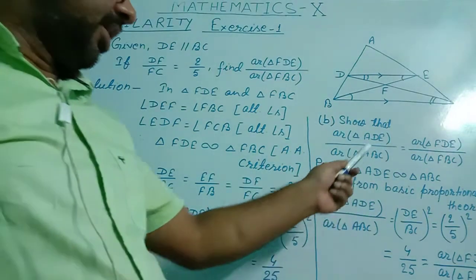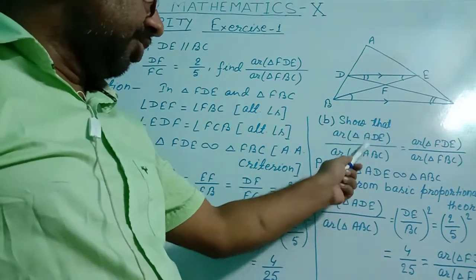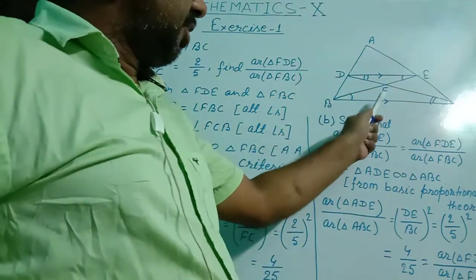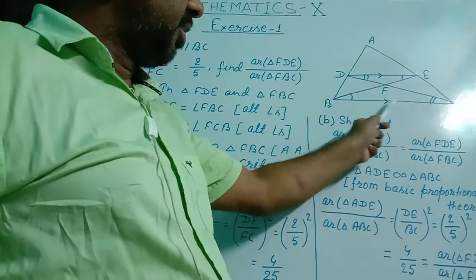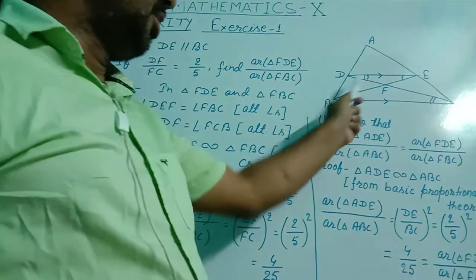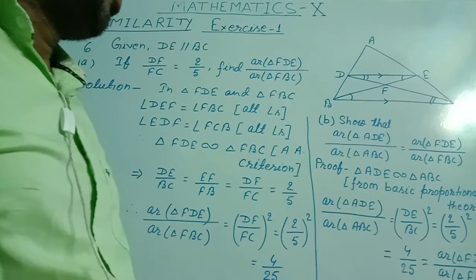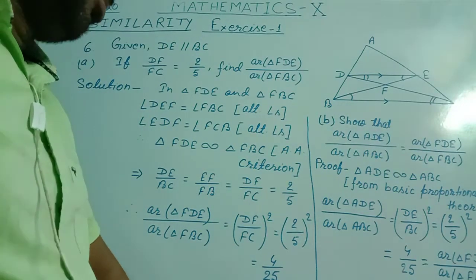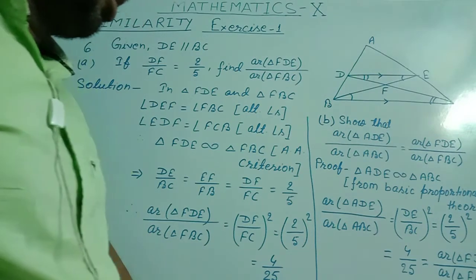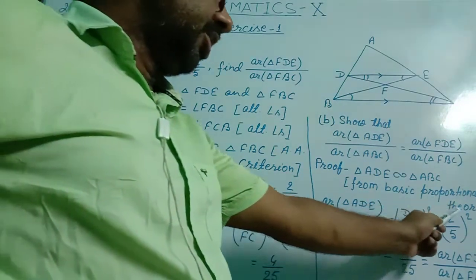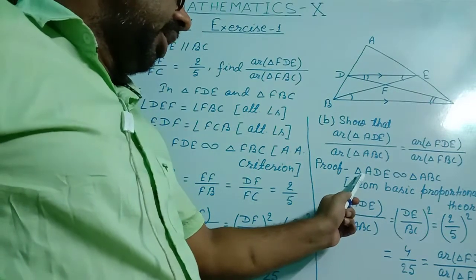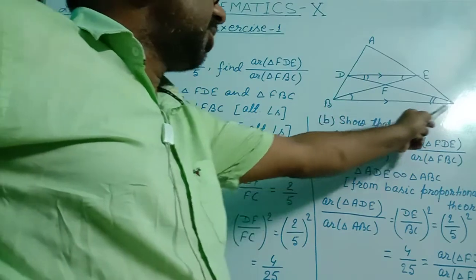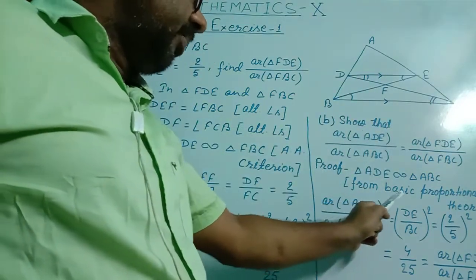So at first, I said these two triangles are similar because this line is drawn parallel to the third side of the triangle, meaning DE is parallel to BC. We say if any line is drawn parallel to the third side of the triangle, then those two triangles are similar. This result comes from the basic proportionality theorem. Therefore I wrote here triangle ADE is similar to triangle ABC. In brackets I wrote, from basic proportionality theorem.